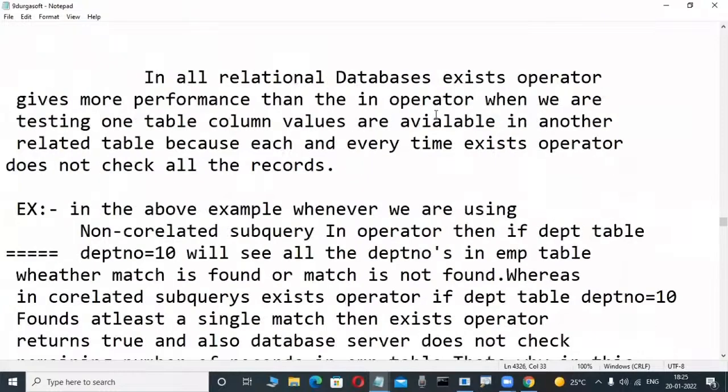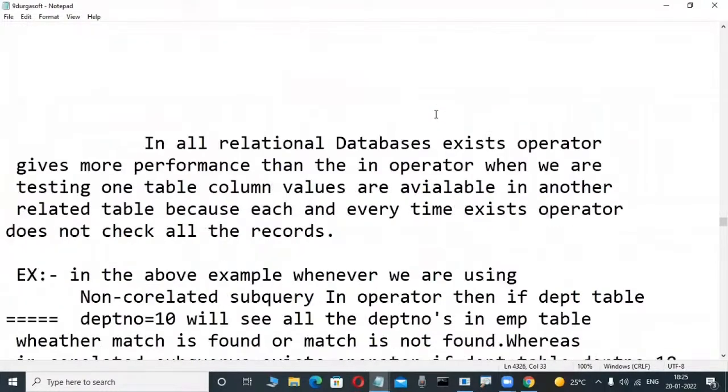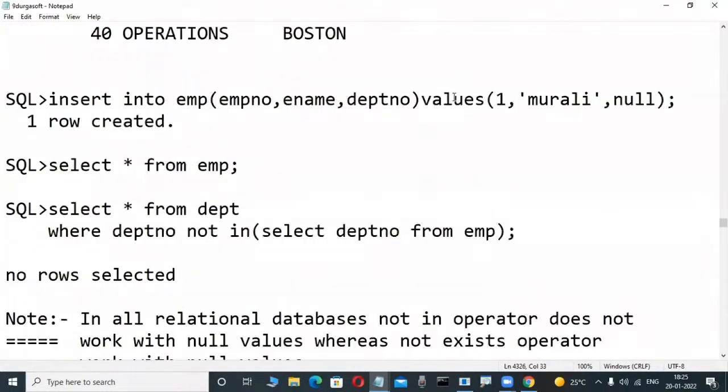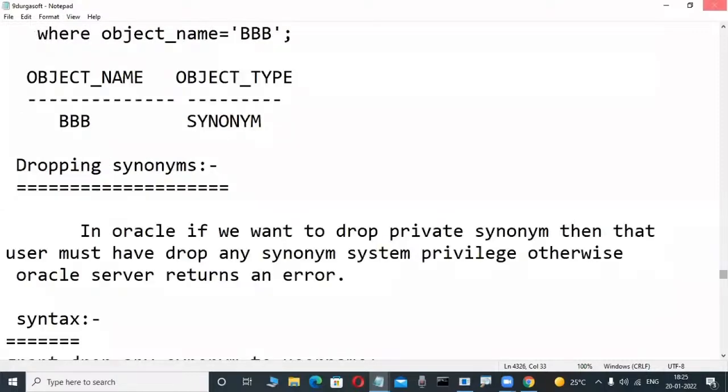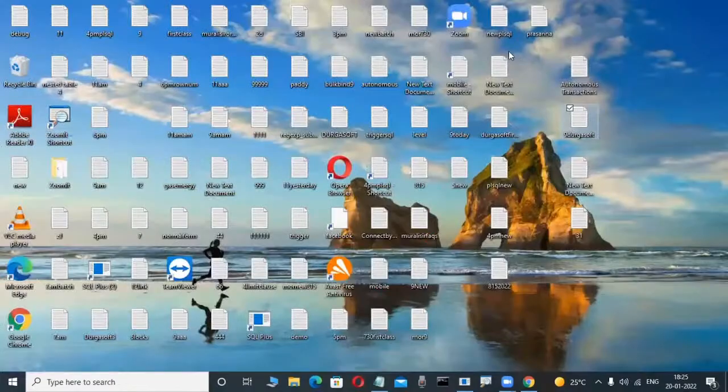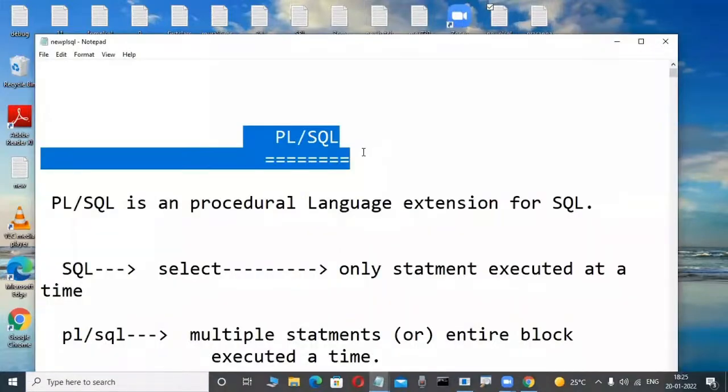Some queries are there. These are all the things we are familiar with. Don't worry. Then database objects, so many things are there. We are learning them. These are big concepts. Again, PL/SQL means a little bit of coding is there. Don't be afraid. This is PL/SQL.